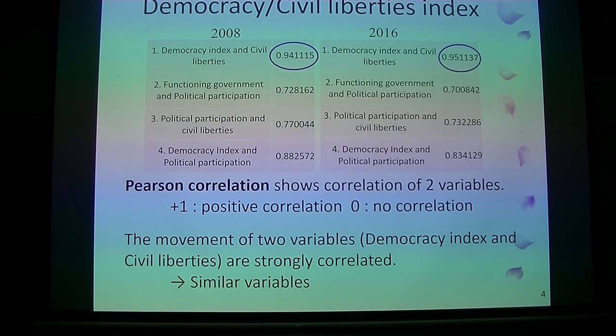They all seem to have strong correlations because the numbers are more than 0.7. Numbers close to 1 mean two variables have strong correlation, and numbers close to 0 mean less correlation. What I thought was interesting was that the pair of democracy and civil liberties have the strongest correlation. In both years, it is nearly 0.95. That means their movement is very similar. So I combined those two variables and calculated the average to create a new variable, the democracy civil liberties index.